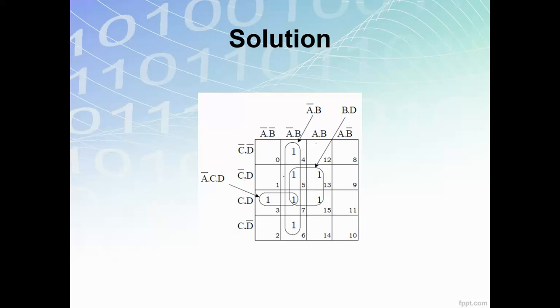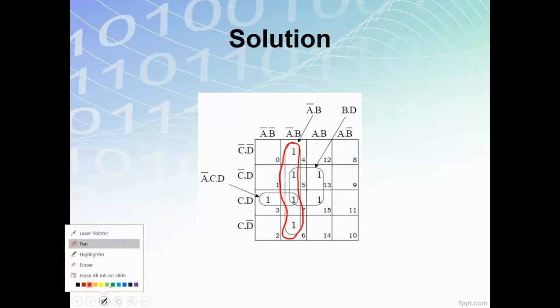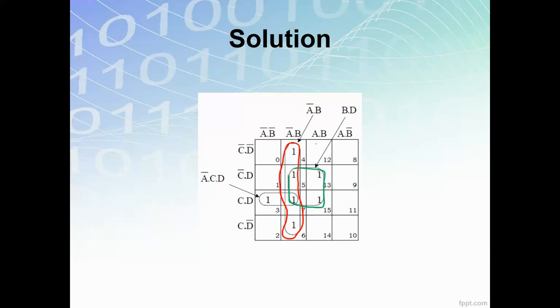When you plot, you go by the outputs of 1 in the truth table. For example, you have 1 at cells 3, 4, 5, 6, 7, and then 13 and 15. Now you draw the loops. To draw the loops, you find the largest group first. So we have 4 adjacent cells of 1 here. And then you have here the green one, which is 4, and another one, which is 2.